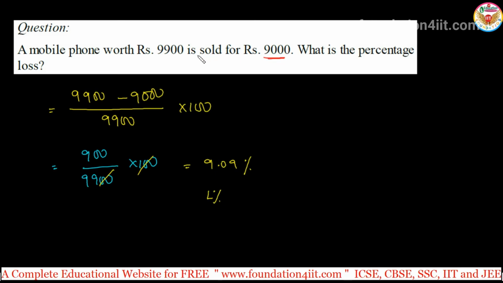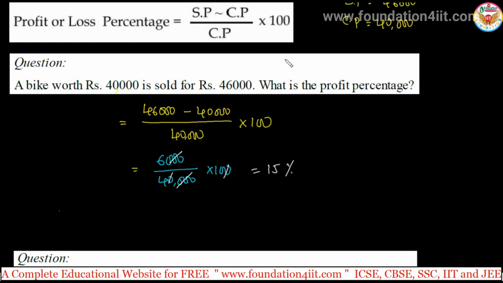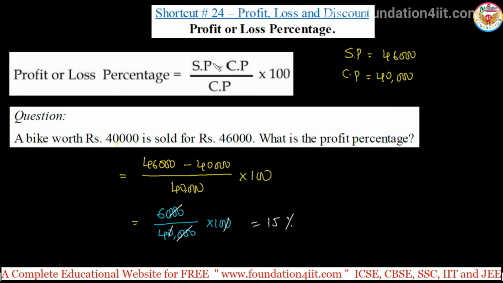Loss percentage, because cost price is more and selling price is less. So it's a loss, already given. Just apply this formula straight away, with SP selling price and cost price. This difference you can apply for either a loss or a profit. Both are the same, but the denominator must be only the cost price.